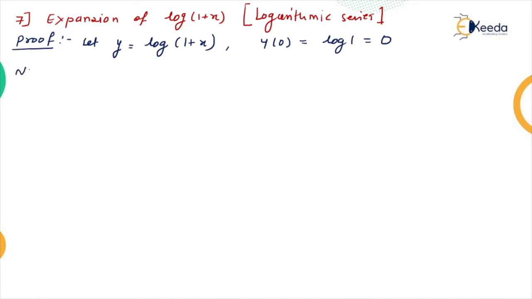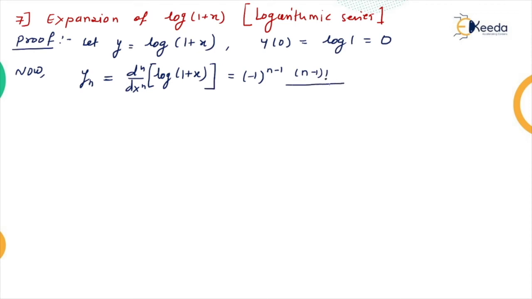Now you know that if y is equal to log of 1 plus x, then we have to write its nth order derivative, that is d^n upon dx^n of log of 1 plus x. So how to write the derivative of this term? Now this is very easy. By using successive differentiation, log of 1 plus x gives minus 1 raised to n minus 1, into n minus 1 factorial, divided by x plus 1 bracket power n.